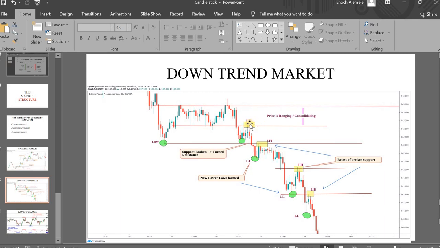You sell from that end, and as price comes down to form a lower low, you get out of the market. Then you wait for it to form a lower high again, then you sell from there. So you'll be selling in that order. You look for a selling opportunity in a downtrend market.